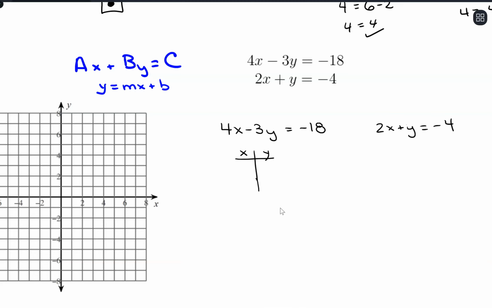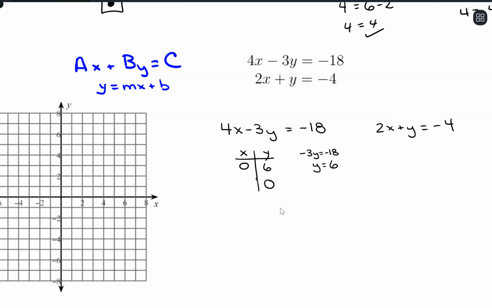Making a quick table of values and knowing that we only need 2 points to really graph a line, what we could do is find the intercepts. So when x is equal to 0 and when y is equal to 0. And these typically can be pretty quick to solve. So like if I plug in x equals 0, then we would have negative 3y equals negative 18, divide both sides by negative 3, and that'll be a positive 6.